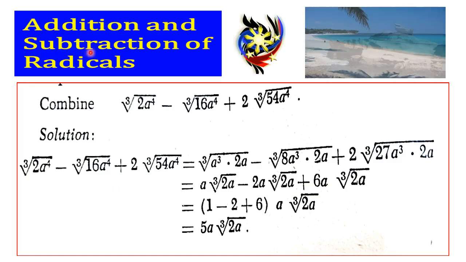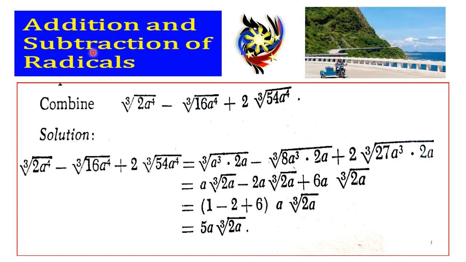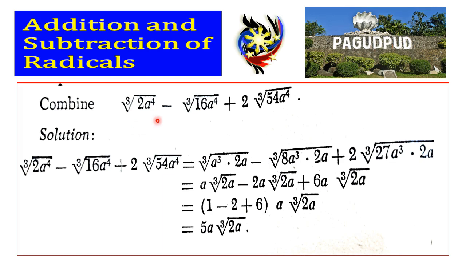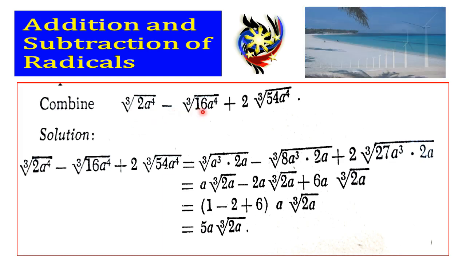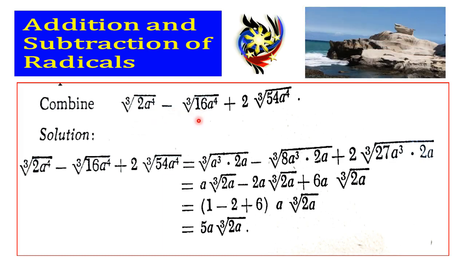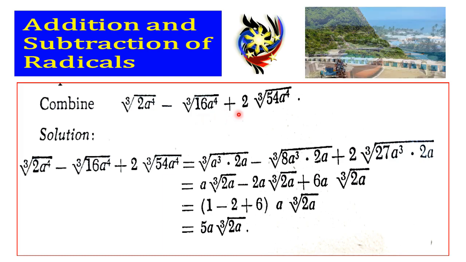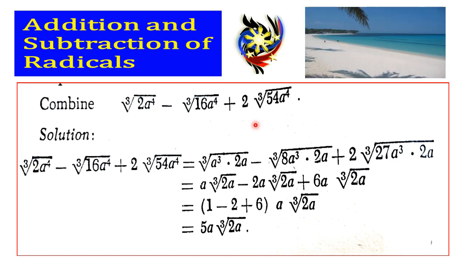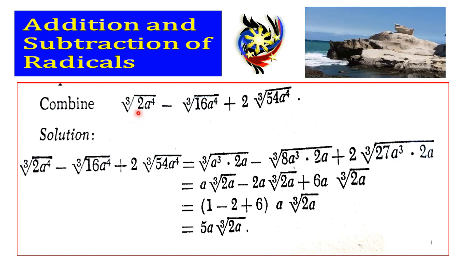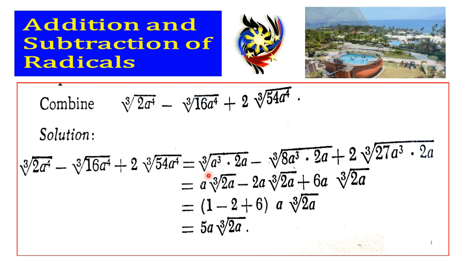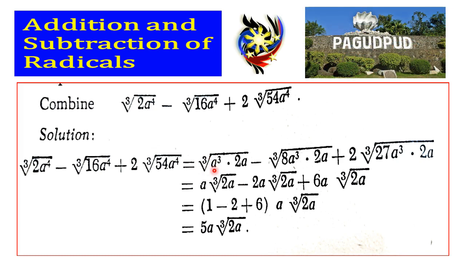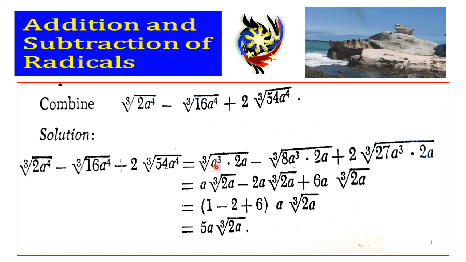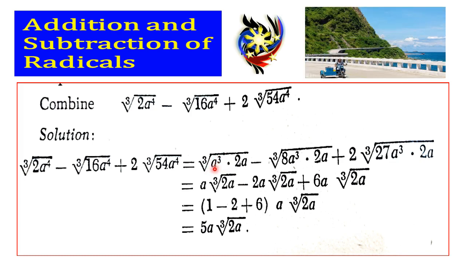Example number 2. Addition and subtraction of radicals. Combine the cube root of 2a to the fourth minus the cube root of 16a to the fourth plus 2 cube root of 54a to the fourth. Solution. Yung cube root ng 2a to the fourth can be written as a cube times 2a, wherein inilagay natin sa perfect cube ang isang factor.